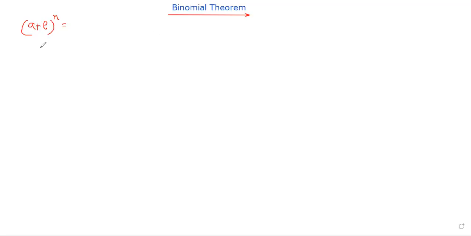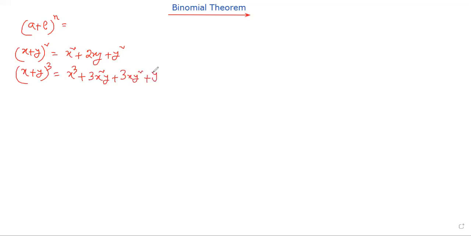Before that, let me go over our common knowledge. If I am writing (x + y)^2, it is actually x squared plus 2xy plus y squared. (x + y)^3 is x cubed plus 3x squared y plus 3xy squared plus y cubed. In this way, we can write (x + y)^4 or any such power.